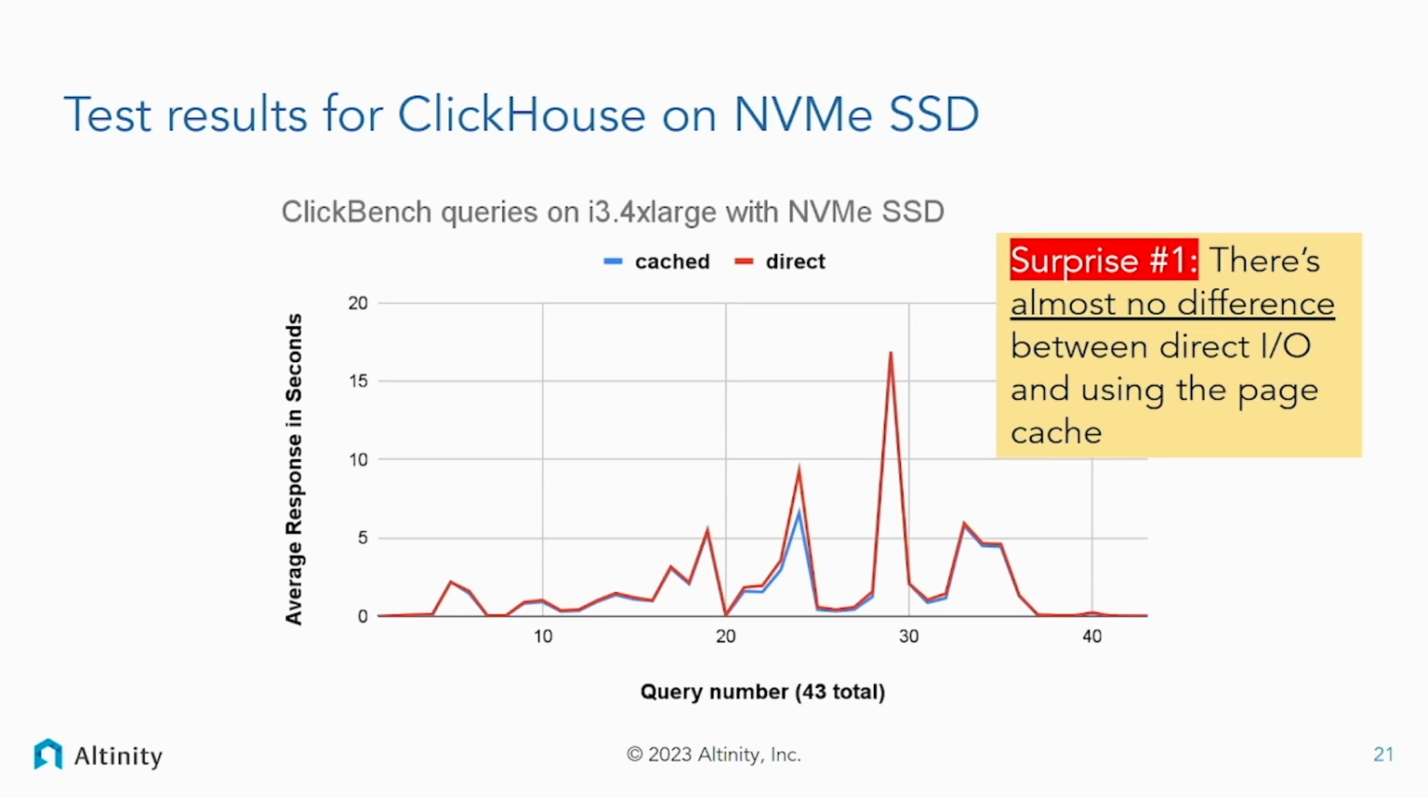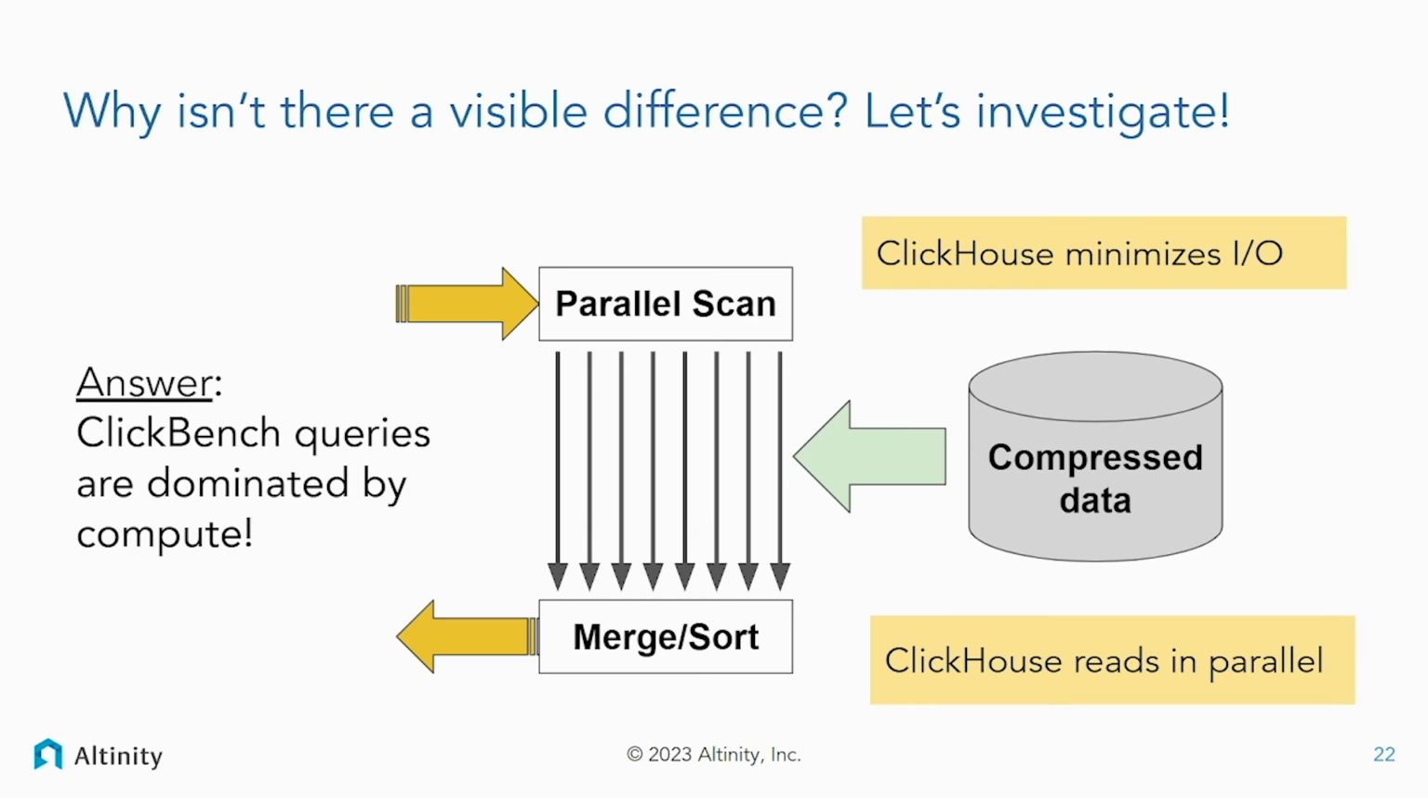So that's an interesting result. So why isn't there a visible difference? That's kind of interesting, because it is so much more expensive to read from the device than from the page cache. And the basic answer is that ClickHouse is designed not to make this be very costly. ClickHouse minimizes I/O by compressing it, and I'll show an example that really goes into how much it saves you. The other thing ClickHouse does is it reads in parallel. So we had not one thread, but 8 threads processing that query and doing a parallel scan.